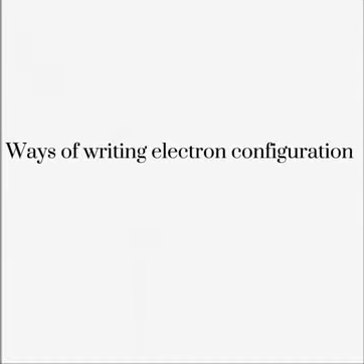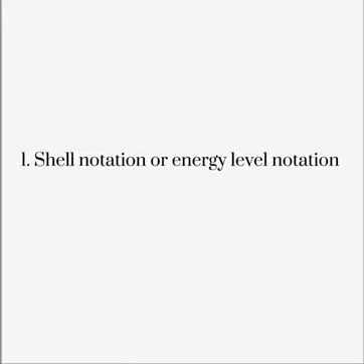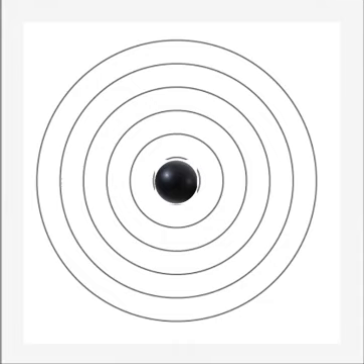There are two ways of writing electronic configuration, meaning two ways of assigning electrons to rooms. The first method is the shell notation, or energy level notation. Imagine a series of concentric circles, shells, around the nucleus of an atom. Each shell represents an energy level, which we are referring to as a room.